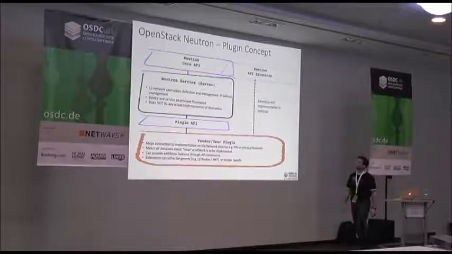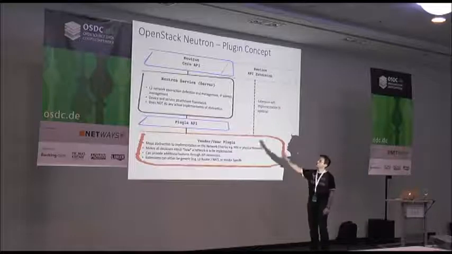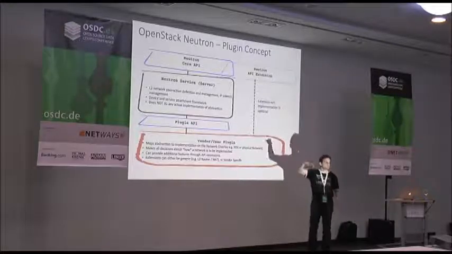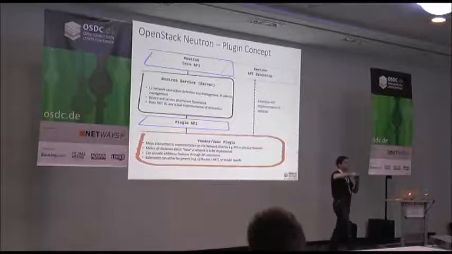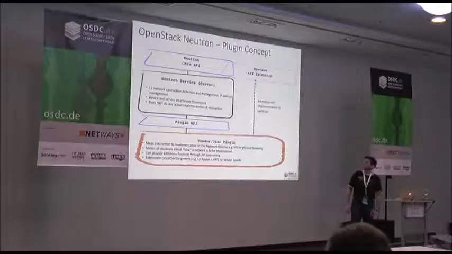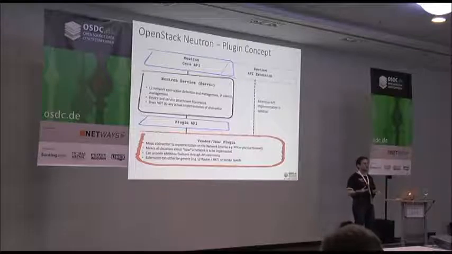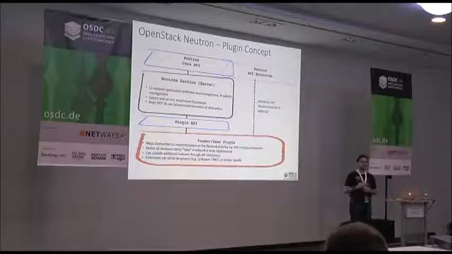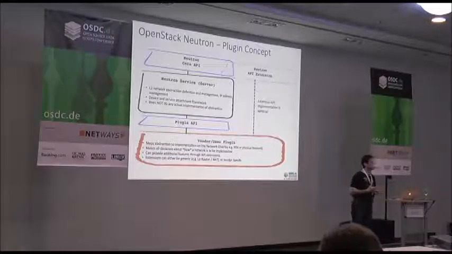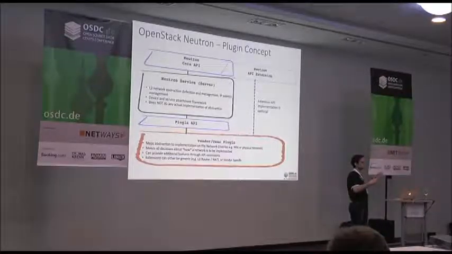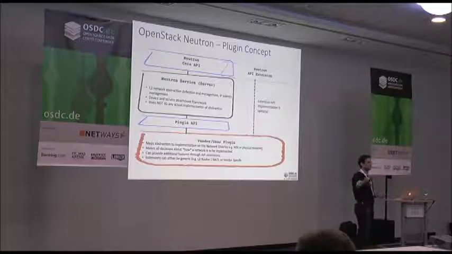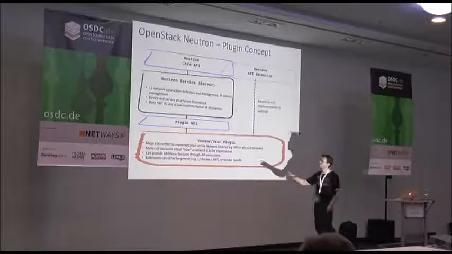So in Neutron, we have the concept of the Neutron server. The Neutron server is what exposes the API northbound and gives you an abstract model on how to describe how to build a network. So you tell the Neutron server over the API, I want to have a network. You don't tell it, I want to have a network on that switch, and you have to use the CLI to do it, right? That's what we do with the plugins.